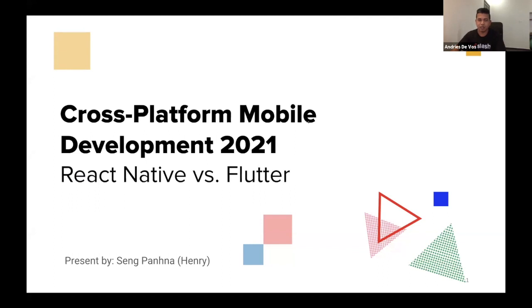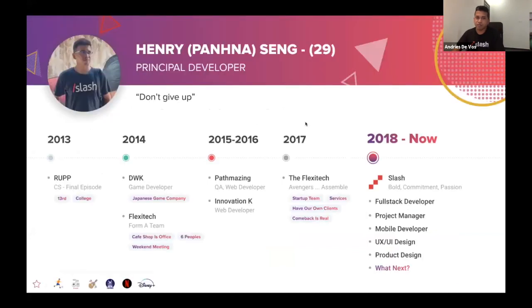So my name is Panya, and my nickname is Henry. Below is my career and a bit of background. Since 2013, I finished a bachelor's degree in computer science at UBP. From 2014 to 2016, I worked at various companies like DWK, the Japanese game company Amazing, Innovation K, and we also founded our team called Flutter.